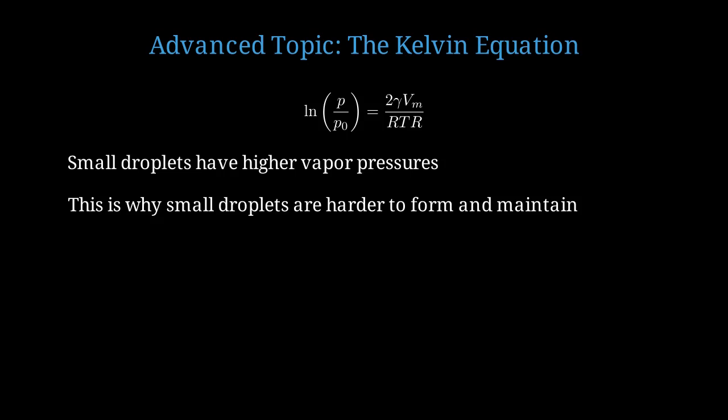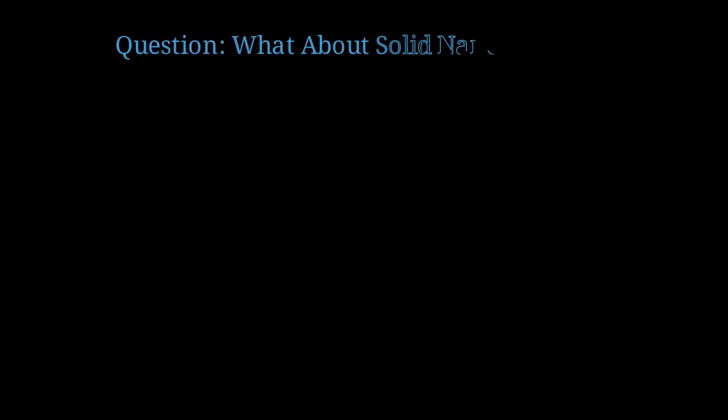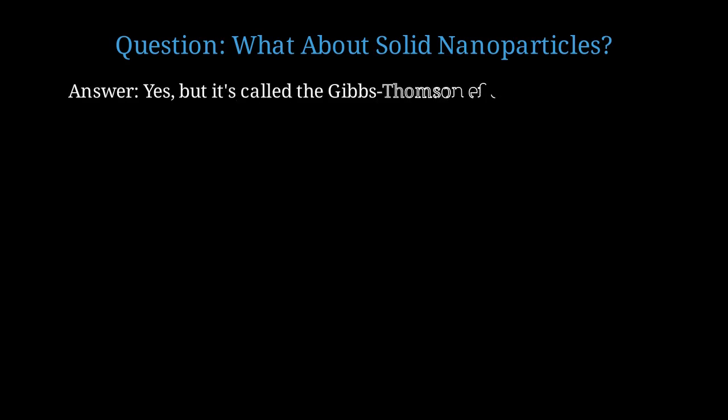They want to evaporate or condense onto larger droplets through a process called Ostwald ripening. An astute question you might ask is, does this apply to solid nanoparticles as well as liquid droplets? Yes, absolutely. For solid nanoparticles, this is called the Gibbs-Thomson effect. Small crystals are more soluble than large crystals of the same material.